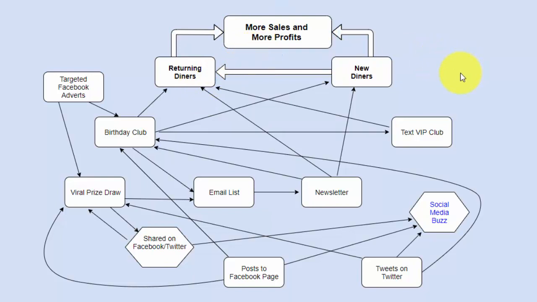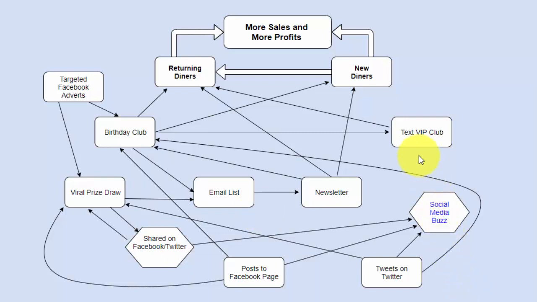As you can see from our flow diagram here, each part of the system helps to promote the other parts of the system. The result is that we build a number of very valuable assets for you. Firstly, a large email list of local people who want to hear from your restaurant and want to receive your offers. An email list that will result in lots more diners for your restaurant.